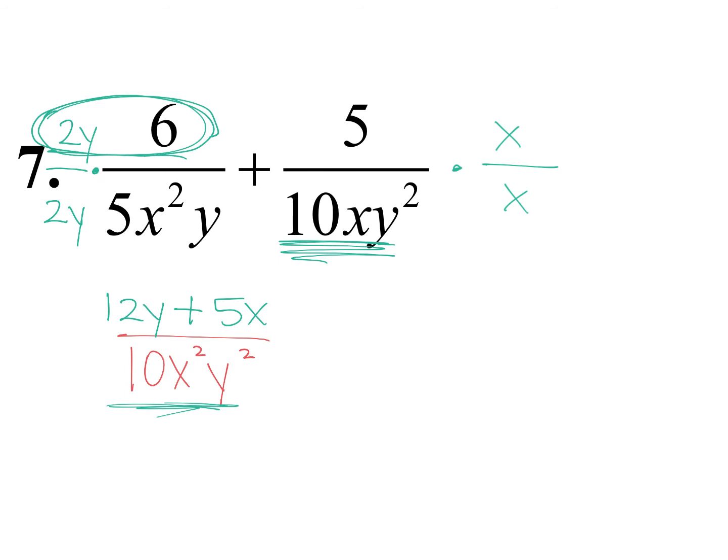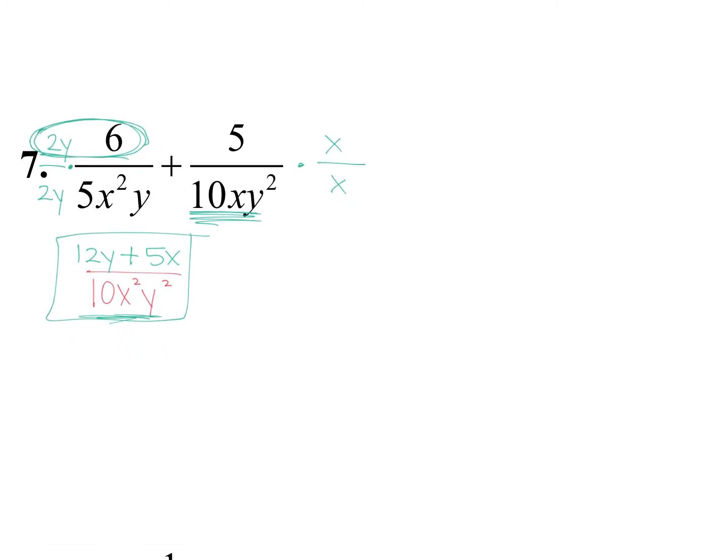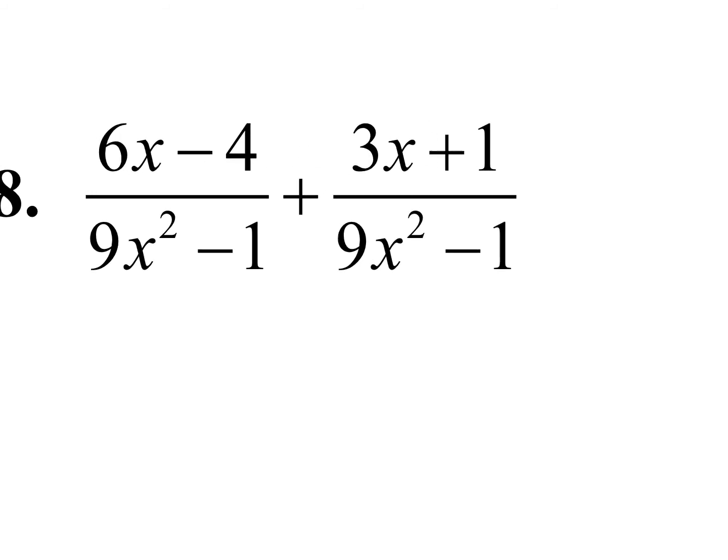If all of your numbers were divisible by the same thing, like all of them were divisible by 2 or all of them were divisible by 5, then you could, but we can't. So you just leave it like that, and that will be your answer. Okay. All right, number 8.